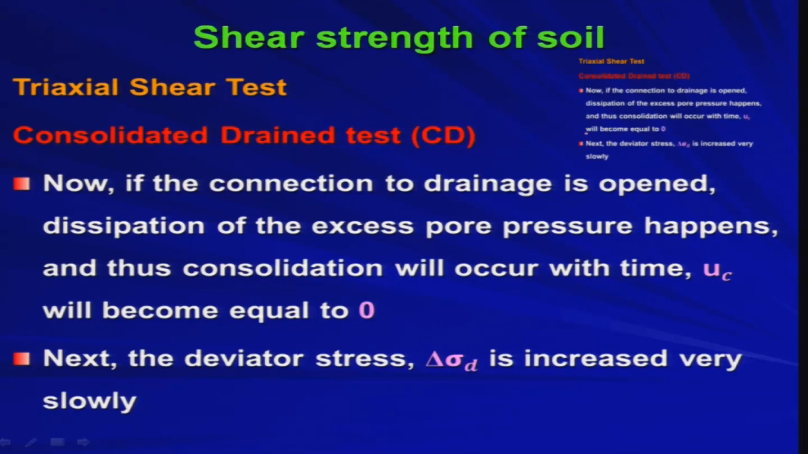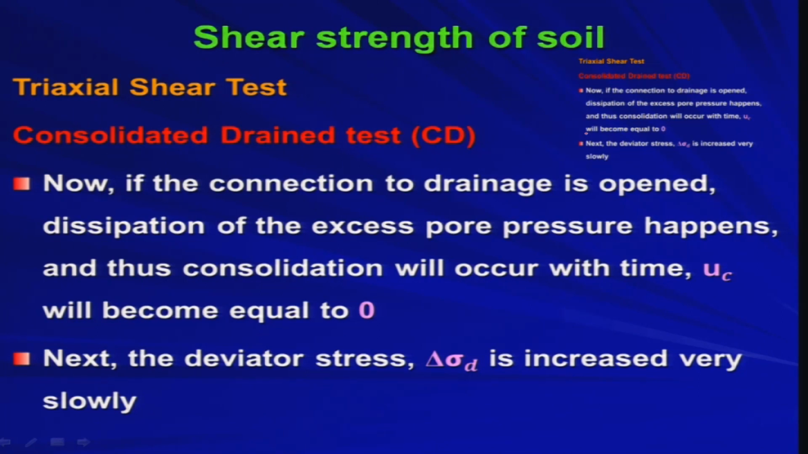Now, if the connection to drainage is opened, dissipation of the excess pore water pressure happens and thus consolidation will occur with time. So U c will become equal to 0, as I told you. Once you apply sigma 3 with the drainage valve closed, U c builds up. If you allow the drainage, that means you open the drainage valve, U c dissipates, and eventually U c becomes 0.